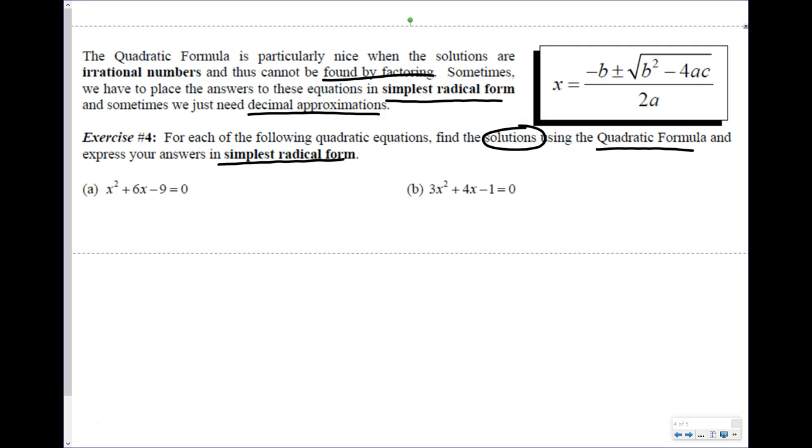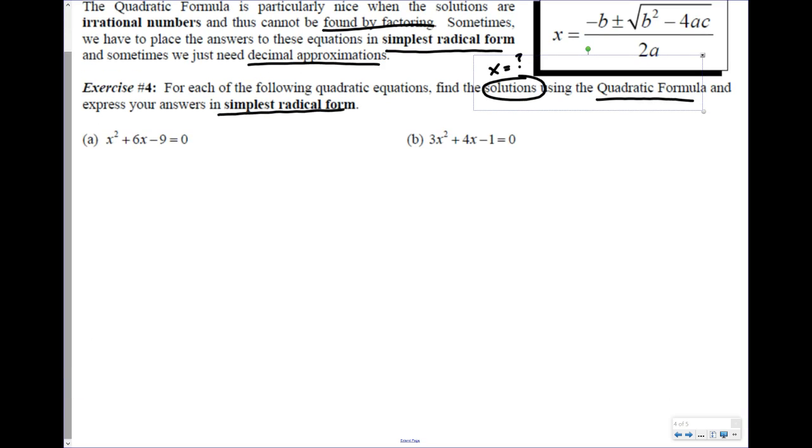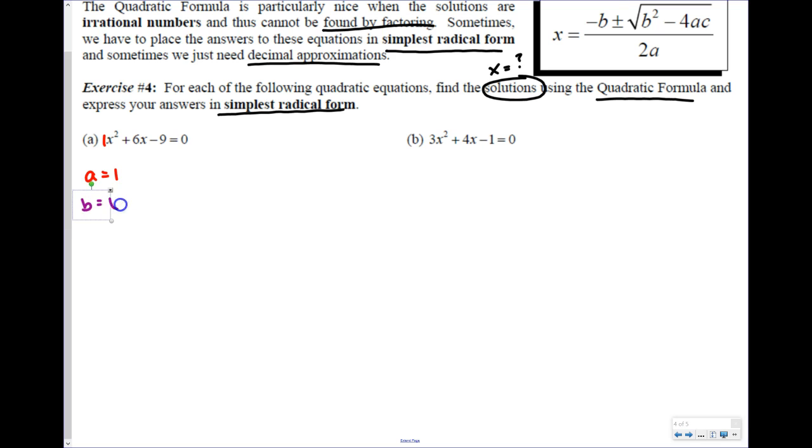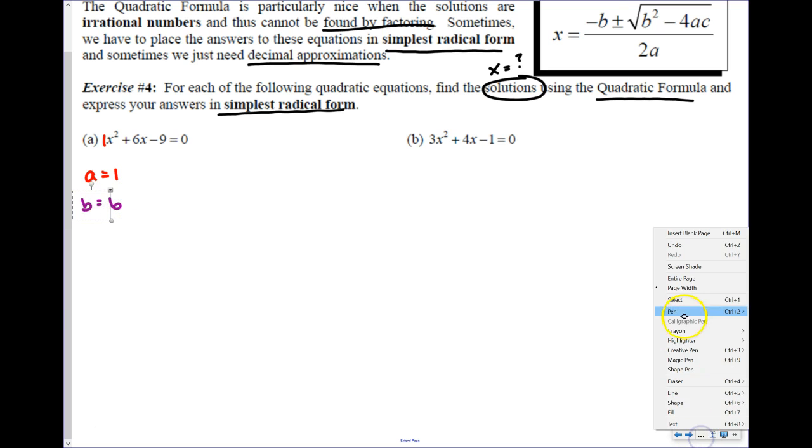So this right here, the keywords find the solutions, mean I need x equals something at the very end. So I'm going to use my quadratic formula for both of these. My suggestion right now would be to pause the video and try to do these 2 problems on your own. Okay, and then see if you do them correctly when we come back. So I would pause right now, try to do A and B using the quadratic formula on your own, and then unpause when you're finished and check out the work that I do. Alright, so the first thing I'm going to do is find A. A is that invisible 1 right here. B is 6. And C is negative 9.